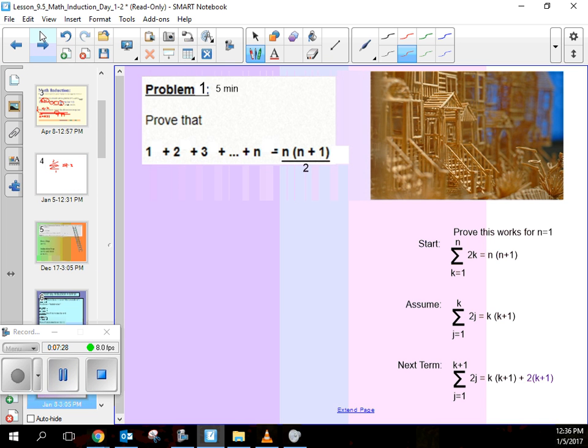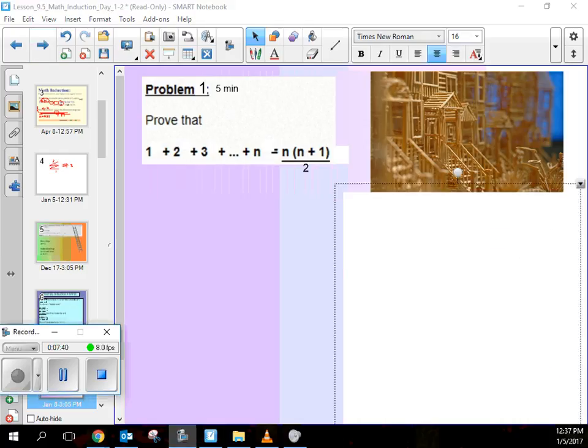Now I want to actually do one with you. So find this purple page. I'm going to pause for a second while I get something ready. Okay, so I just covered that up so that I have more room to work here.